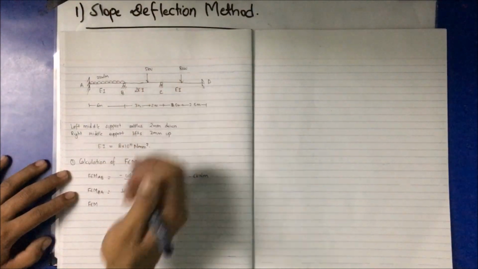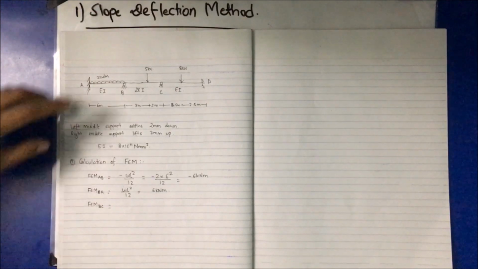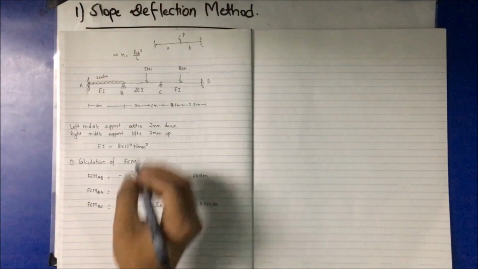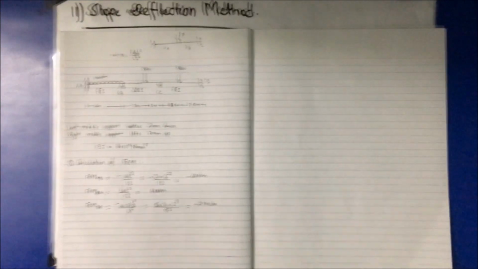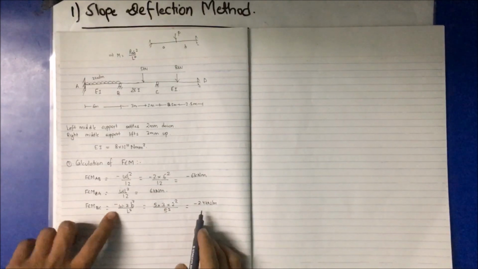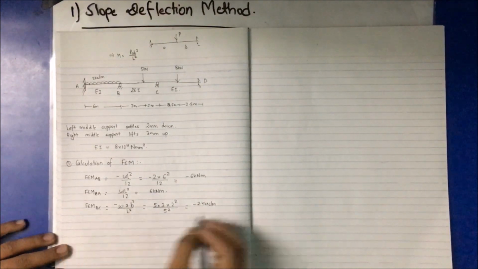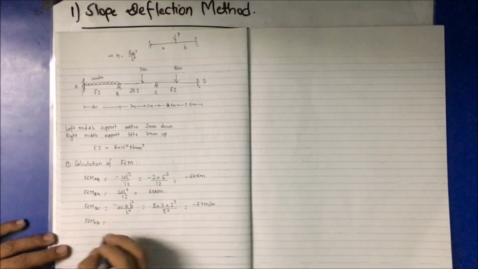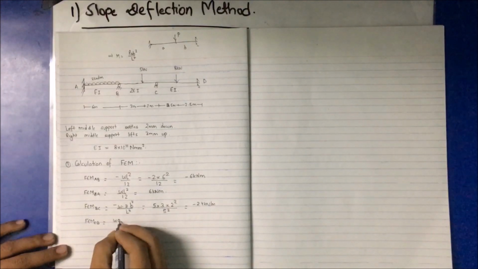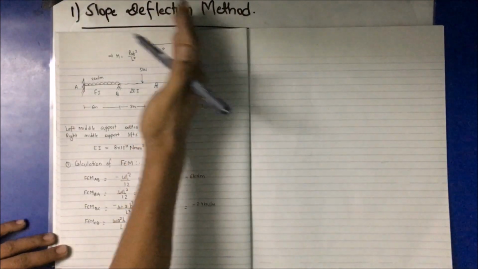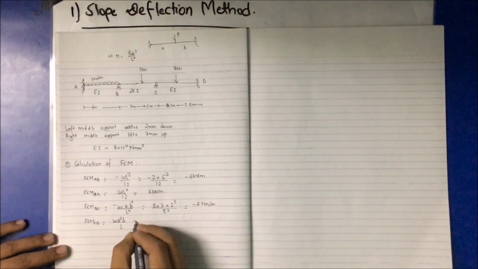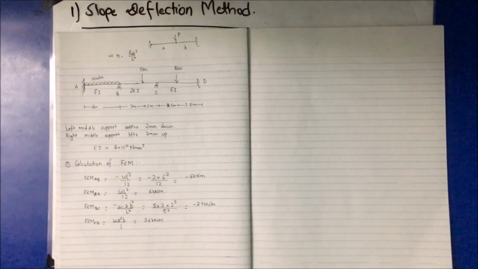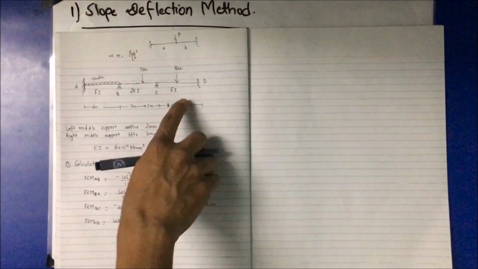Fixed end moment for BC, for a point load, the formula for determining the moment is W A B square by L square. So we get minus 2.4 kilonewton meter. Then FEM CB, again W A square B by L, because now we are moving from here, and we get 3.6 kilonewton meter. So 3.6 kilonewton meter is for CB.